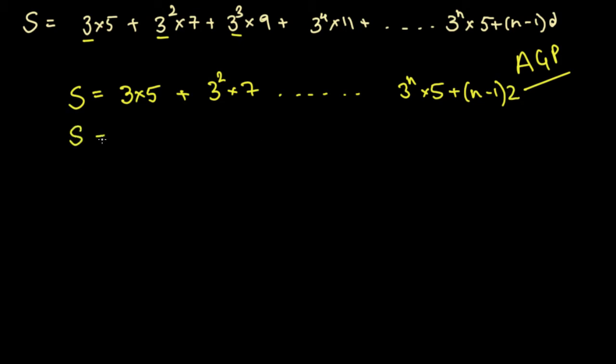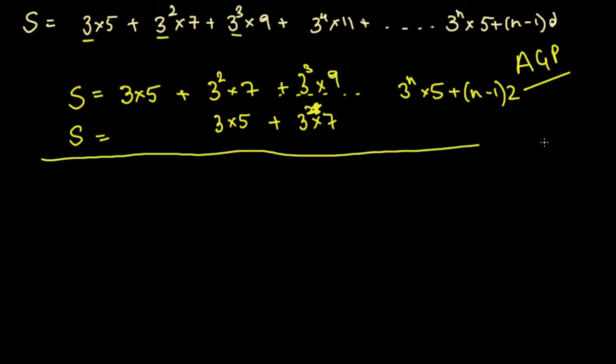Now I'm going to rewrite S, but instead of writing it just below it, I'm going to write 3 into 5 here plus 3 into 3 squared into 7 here, that's a 3 squared here. I'll just write this term as well just to ensure clarity. Okay, same thing, and the last term here would be 3 raised to n plus 5 plus (n minus 1) into d.